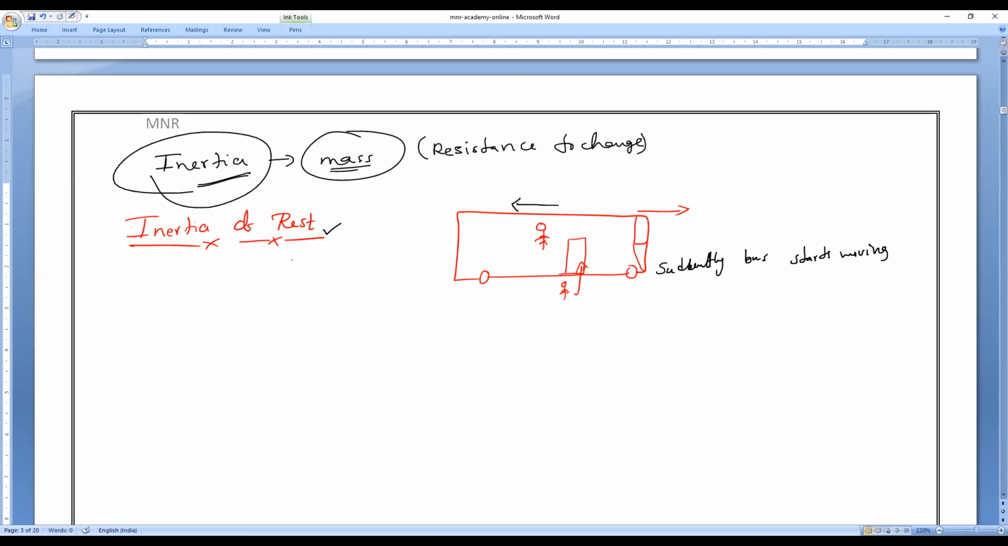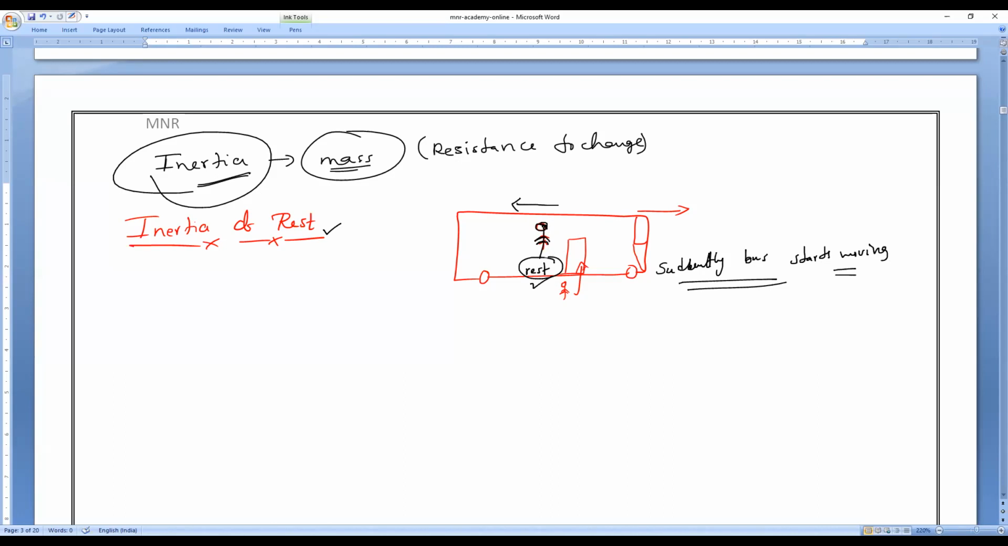Now observe very carefully. When the bus suddenly starts moving, you are standing in a state of what, motion or rest? Actually, a state of rest. If you are in a state of rest, your body opposes the motion of the bus. Your body does not want to move, so it is trying to maintain its state of rest.